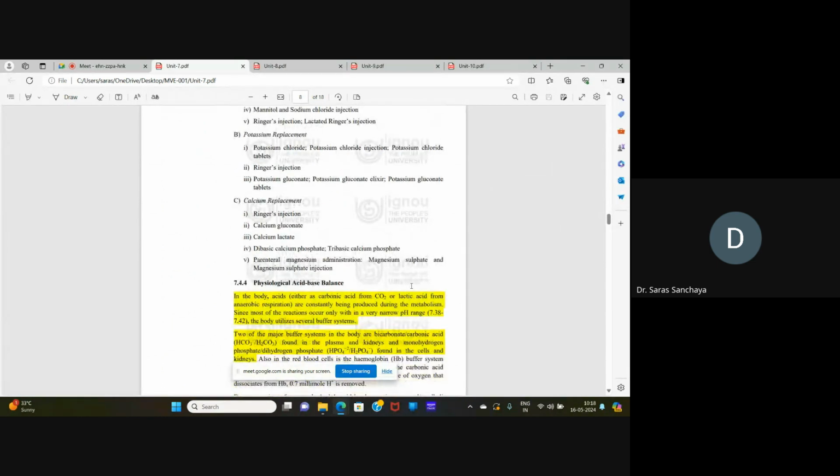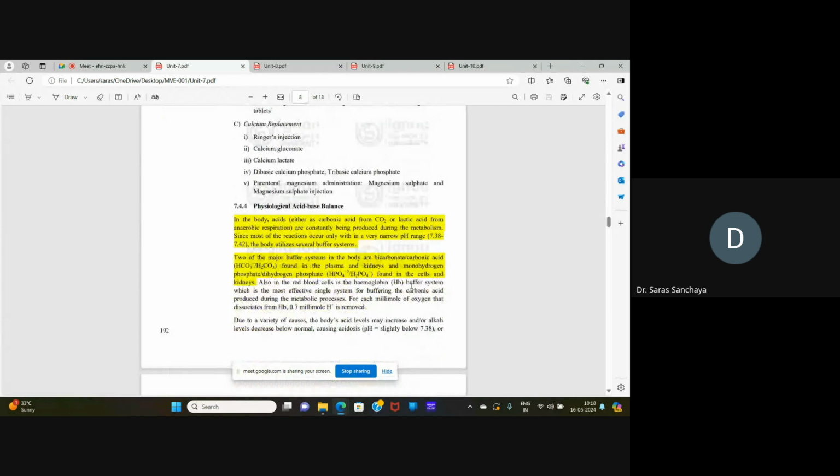Now, physiological acid-base balance, how it is maintained in the body. Acids, either as carbonic acid from carbon dioxide or lactic acid from anaerobic respiration, are constantly being produced during metabolism. Since most of the reactions occur only within a very narrow pH, that is 7.38 to 7.42, the body utilizes several buffer systems.